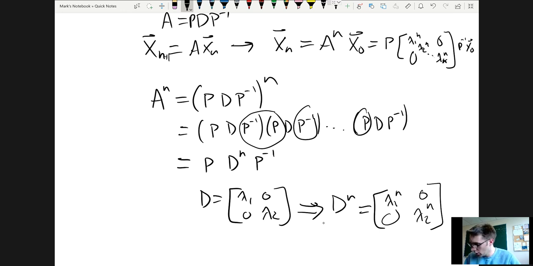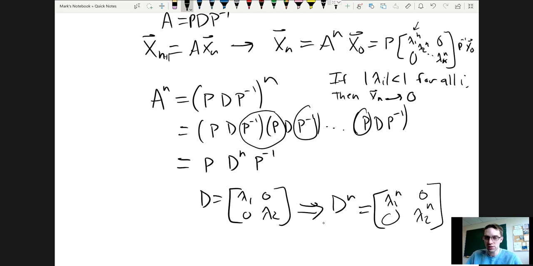If the eigenvalues are all small numbers, if they're all less than 1 in absolute value, what you'll find is that when you raise them to a large power, they're going to get smaller and smaller and smaller. So if the absolute value of lambda_i is less than 1 for all i, then that matrix in the middle is going to get closer and closer to a zero matrix. And what we can conclude is that x_n approaches 0, right? Because on the right-hand side, we're just multiplying the initial state by a 0 matrix in the long run, and we're going to get 0 no matter what you multiply a 0 matrix by.